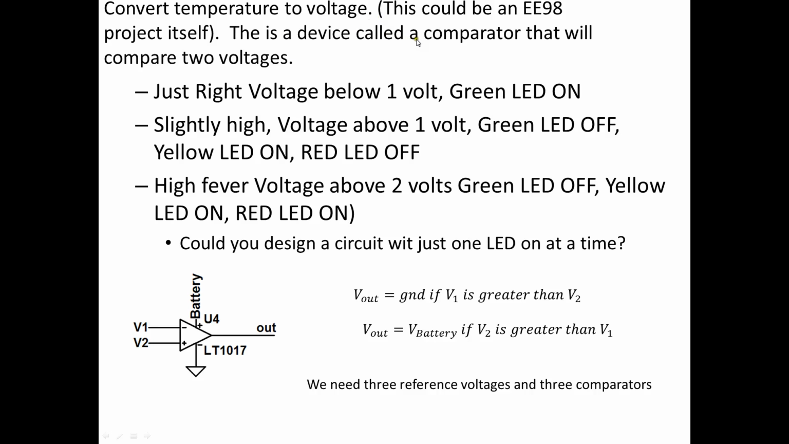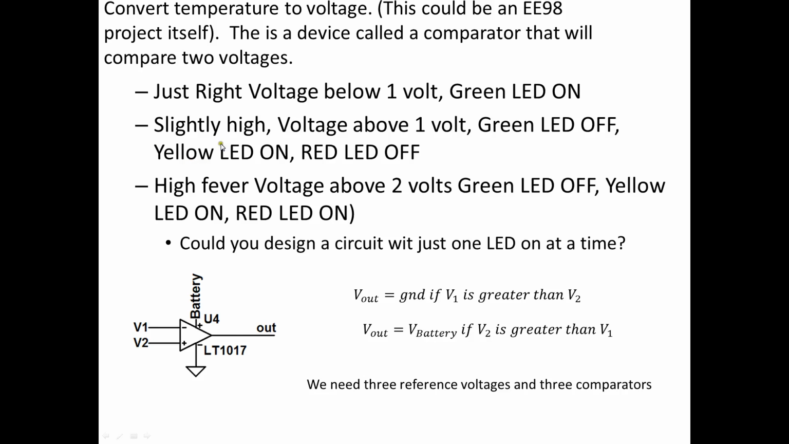There's also a device called a comparator that we will need that'll compare two voltages. And this is what the schematic looks like. And there's an equation. V out equals 0 if V1 is greater than V2. And V out equals close to V battery if V2 is greater than V1. This particular comparator you can get from Linear Technology. They even give out free samples.